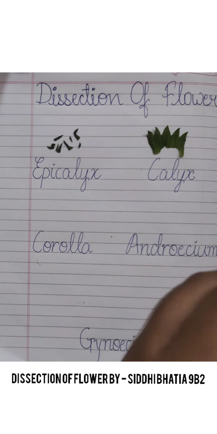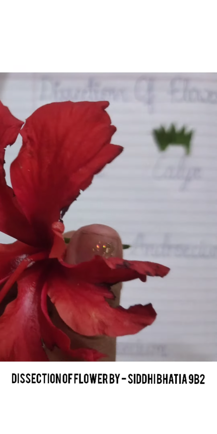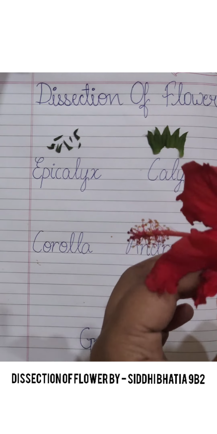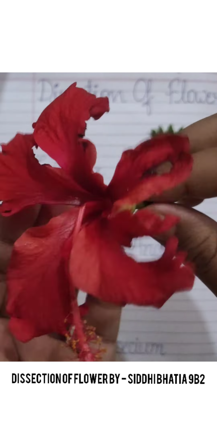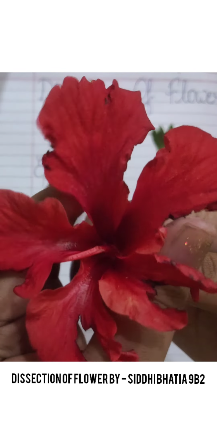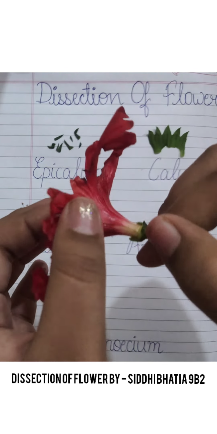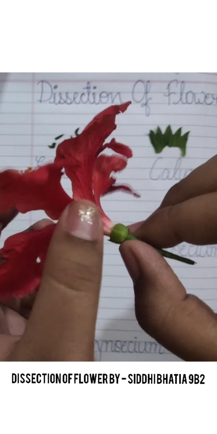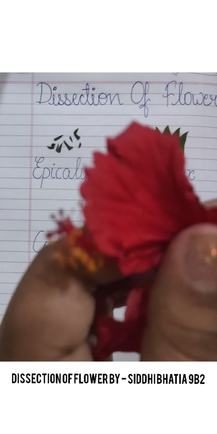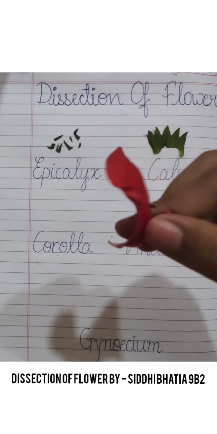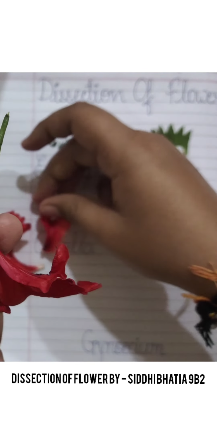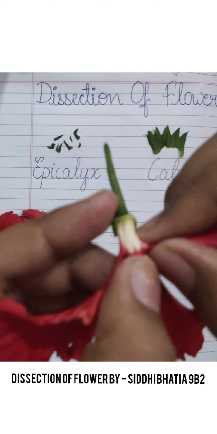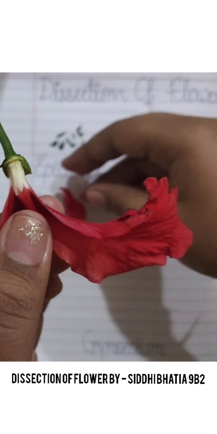Now the second whorl of a flower is petals. So you can see these petals are overlapping each other. Overlapping means this one is overlapped with this and this one is with this, and so on. Now let's take out this. You can see, easily it is coming out.